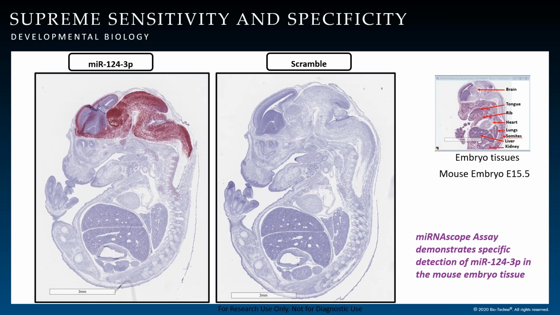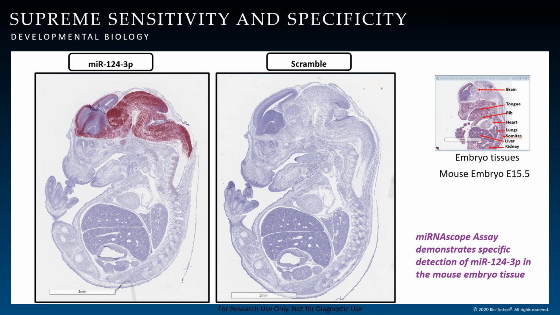Now we're moving into a different key application of miRNAscope, which is developmental biology. So this particular image is quite striking, and it's perhaps one of the favorites because of the resolution that you get to observe from detection of miR124. So in here we have a mouse embryo, age E15.5, and this is a sagittal section. So on the top, we have the embryo's head, and towards the middle and the bottom, that's the embryo's body.